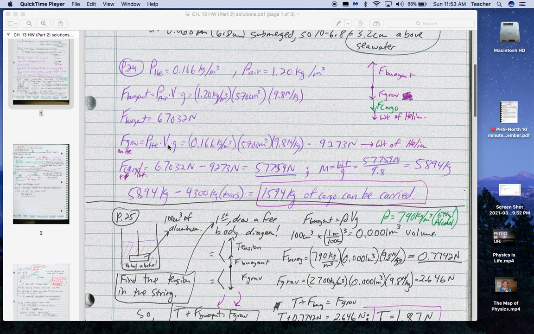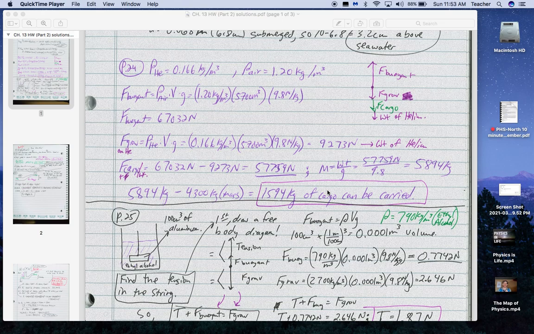Now, gravity acting on the helium is 0.166 kilograms per cubic meter times V times g. So that's 9,273 newtons. That's the weight of the helium. So that means that right now the lifting force would be 57,759. That means the lifting mass would be 5,894, but the mass is 4,300. So subtract that off, and you could carry about 1,600 kilograms of cargo.